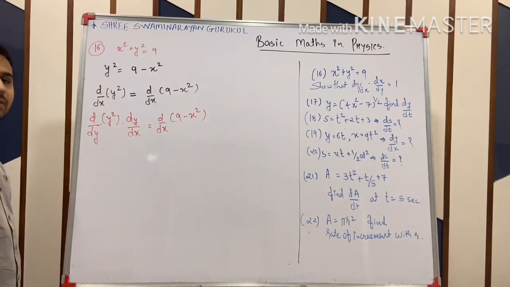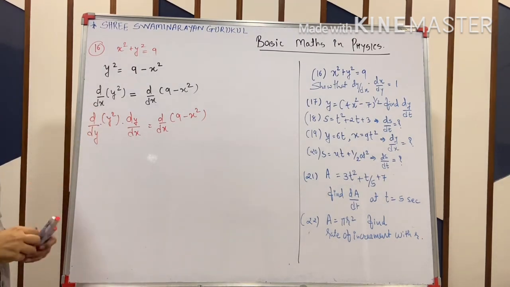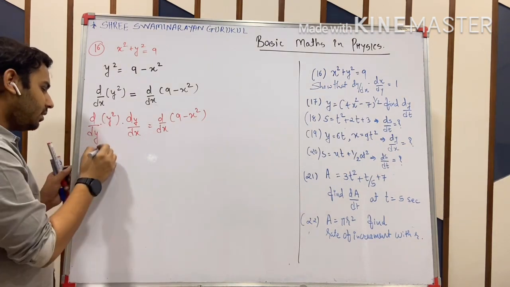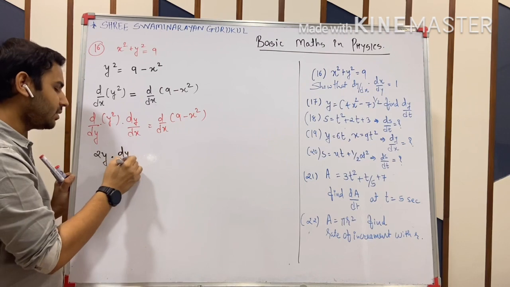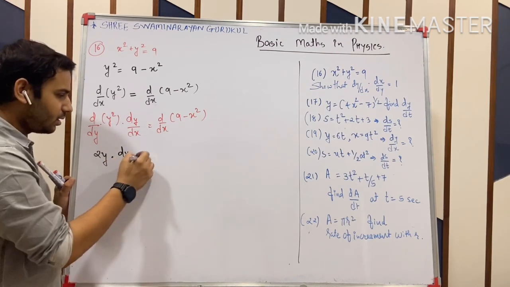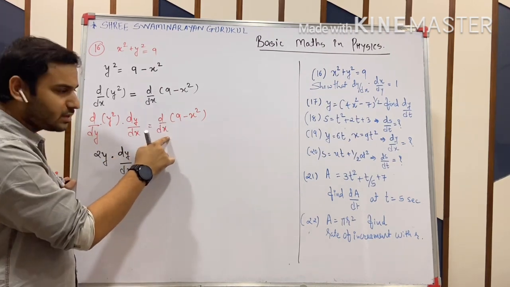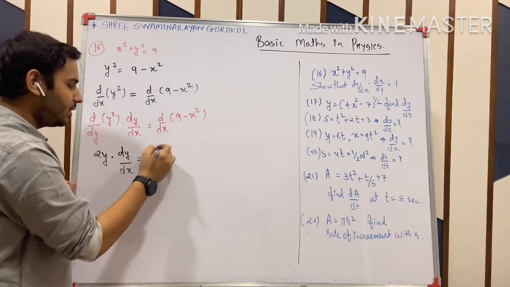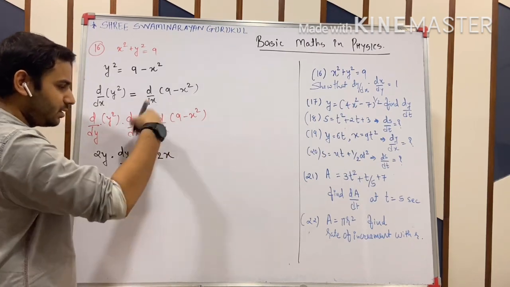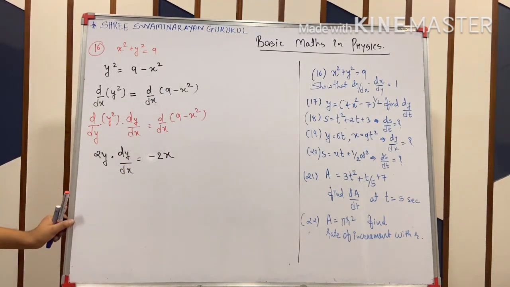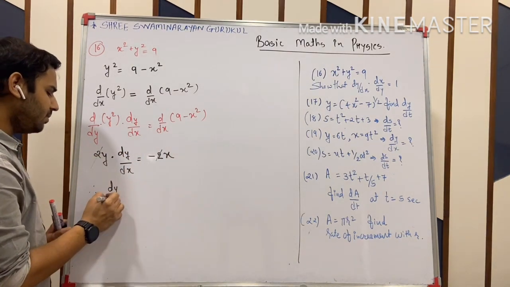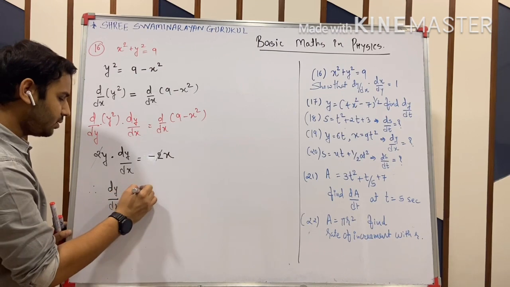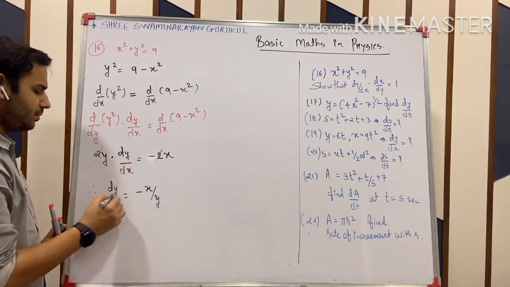I have multiplied with dy and divided by dy. Now differentiation of this term I know, that is 2y into dy by dx, okay, is equal to differentiation of this. 9 is a constant term, x square gives minus 2x. Okay, fine. 2 and 2 cut. Therefore, dy by dx is equal to minus x upon y.